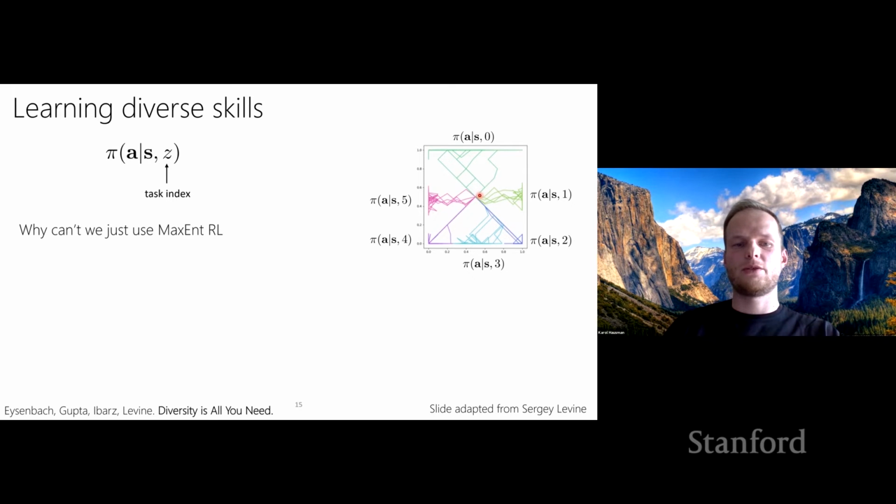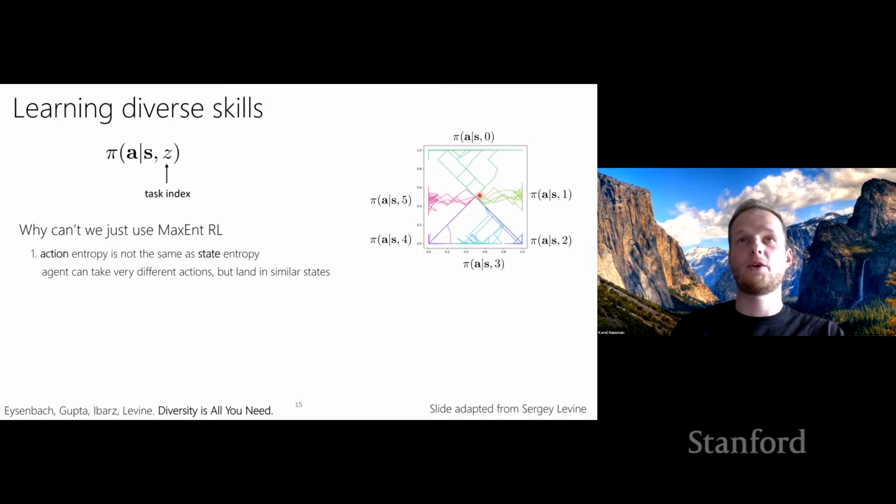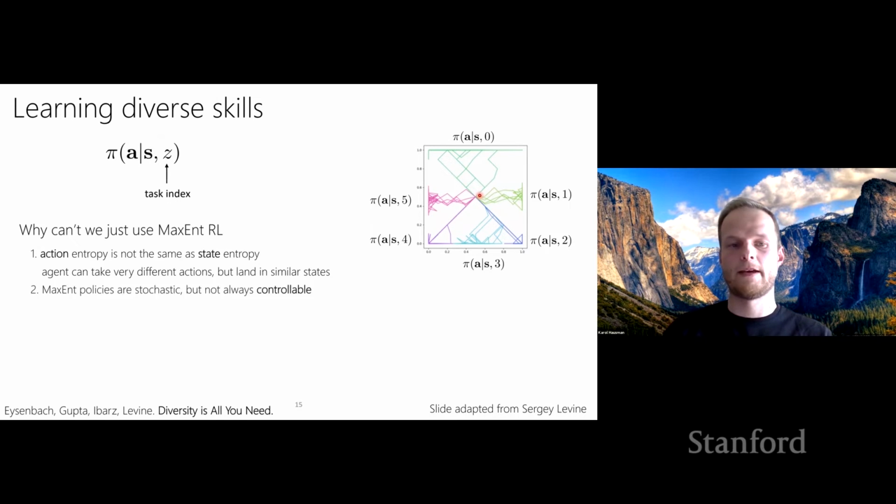And we can't really use just max entropy RL to learn something like this, because first of all, action entropy is not the same as state entropy. So we can have an agent that can act very differently in a specific state. It can take very different actions, but that doesn't necessarily mean that it will land in different states. It can land in very similar states. And in addition to this, our max entropy policies, so the soft Q-learning policies, are stochastic, but they're not controllable. So we can't very easily pick what kind of solution we want.